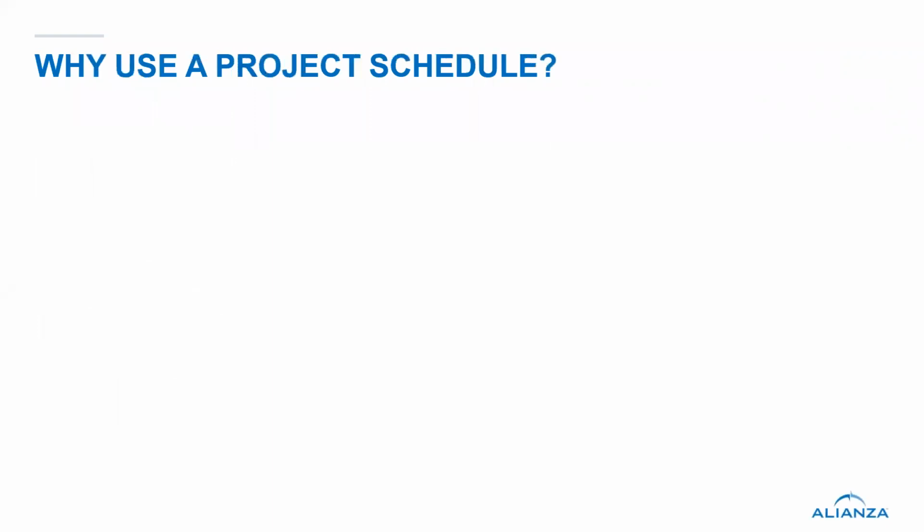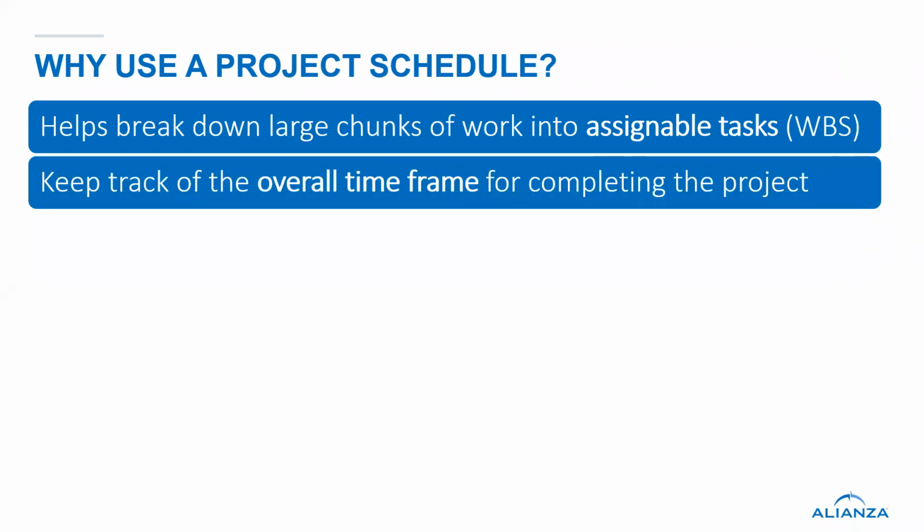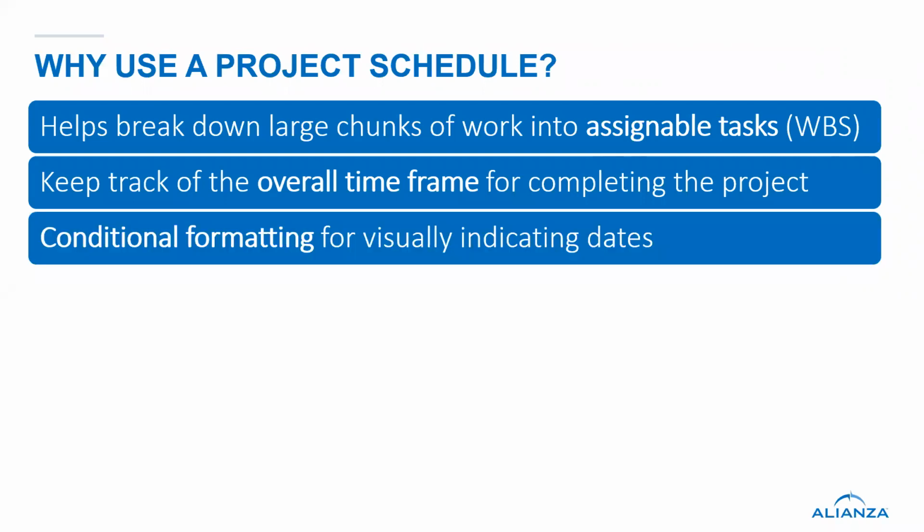Why use a project schedule? It helps break down large chunks of work into assignable tasks. They call that WBS, or the work breakdown structure, where we say, if we want to do this deliverable, we're going to have to do these 10 things, and here are the people who will do them, and here's the predecessor order and all that stuff, the details of what we're going to do and how we're going to do it. You can also keep track of the overall time frame for completing the project. If you know that things should take this long, we're going to get a target date of this, or we have to work back from this date, so we're going to adjust scope or add people in as needed.